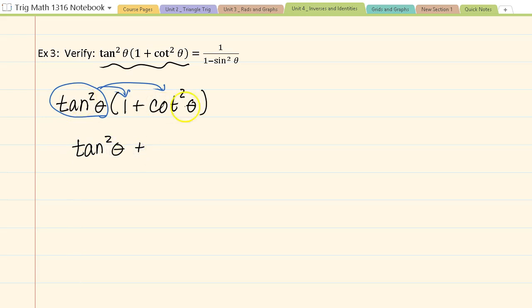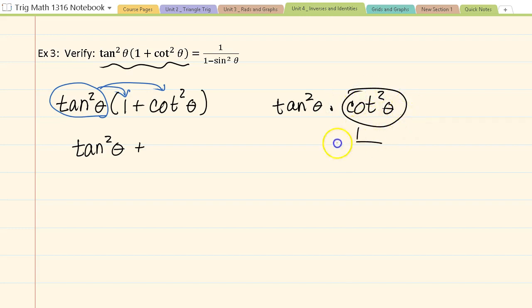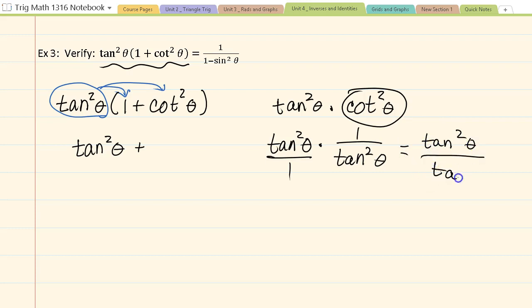now what happens when I multiply tangent squared of theta times cotangent squared of theta? Well, remember this is the same thing as 1 over tangent squared of theta times our tangent squared of theta. Fractions only do it with other fractions, and I think you can see that I'm going to get tangent squared at the top, and tangent squared at the bottom, and that's equal to 1.